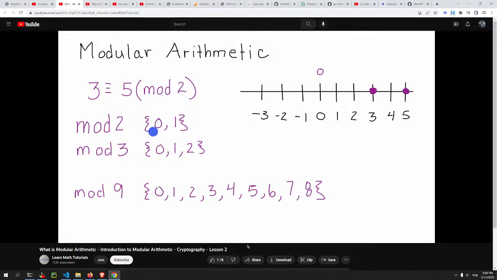So the possible values we can have for mod 2 are the numbers 0 and 1. So we start at 0, and then the next number would be 1. Then we would want to put a 2, but 2 isn't one of the acceptable values. So we switch back to the beginning. So this becomes 0, 1, 0, 1. So 3 has the value 1 in mod 2, and 5 also has the value 1 in mod 2 as well. So therefore, 3 and 5 essentially have the same value when we're dealing with mod 2.